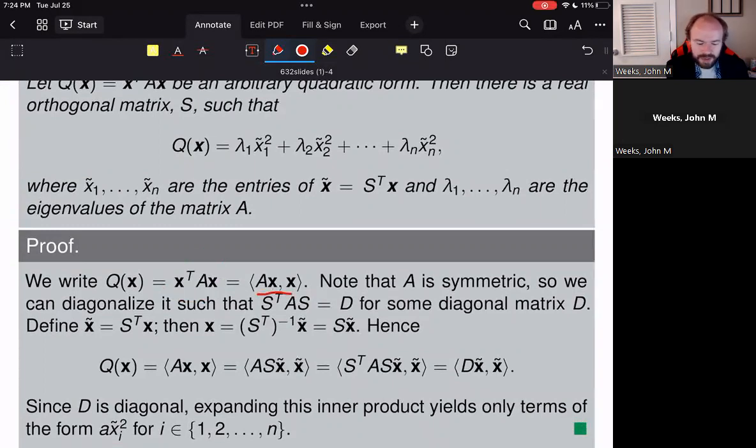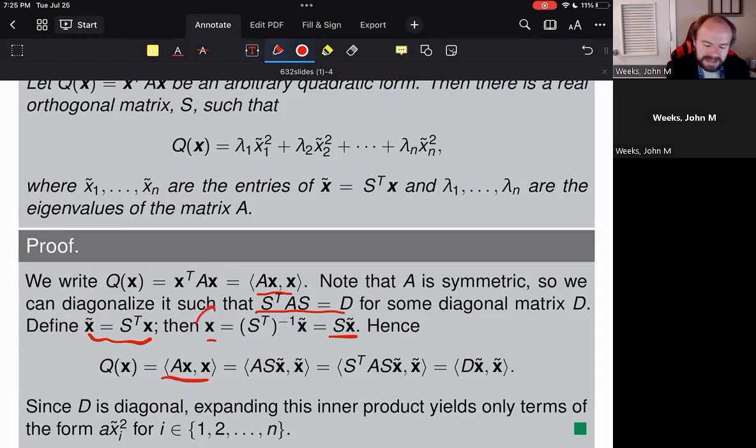And since A is symmetric, we can diagonalize it so that S transpose AS is equal to the diagonal matrix D. So let's define X tilde to be S transpose of X. What's going to happen then? X is going to be equal to S times the tilde of X. That's what we had up on the previous page before. Well, how is that going to change AX comma X?